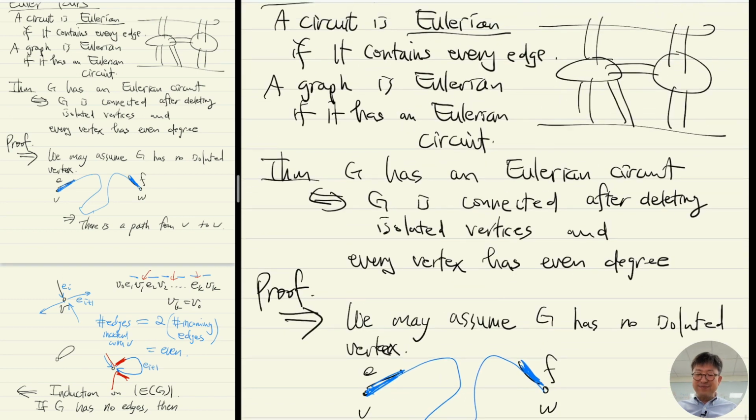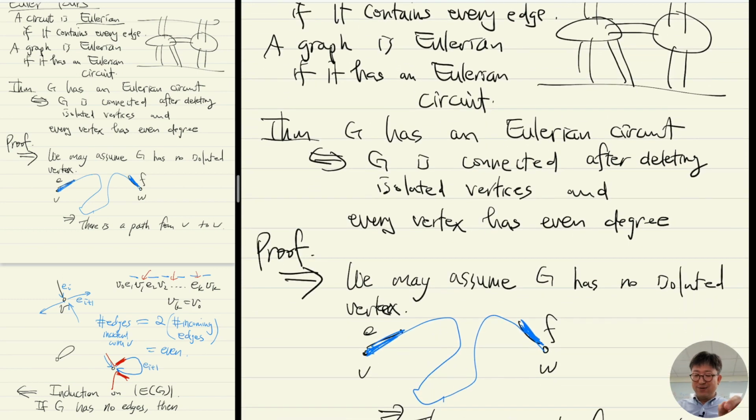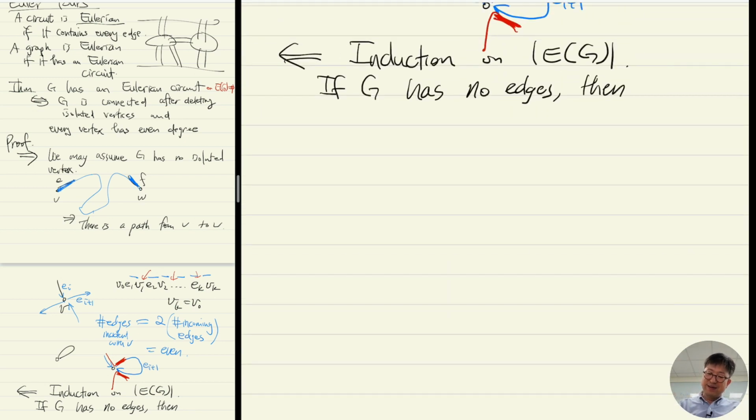So if we have no edges, does the graph still have an Eulerian circuit? No, the graph doesn't have an Eulerian circuit. So let's say the set of edges is empty. Okay, so this is a fix, right? The graph has an Eulerian circuit or has an empty edge set. The edge set is empty if and only if the graph is connected after deleting isolated vertices, and every vertex has even degree. So then it's trivial.